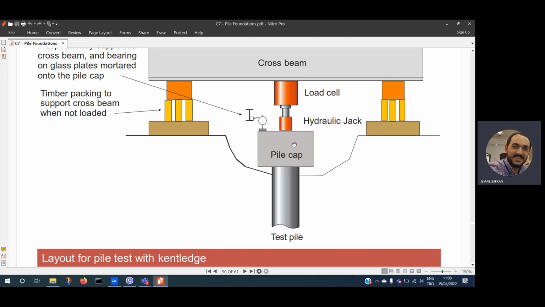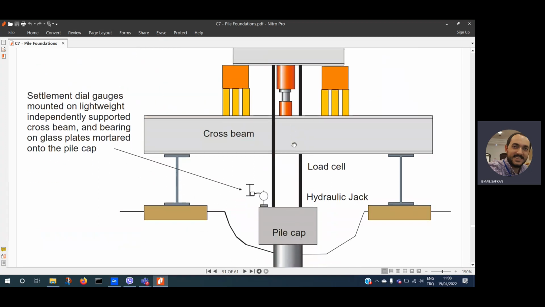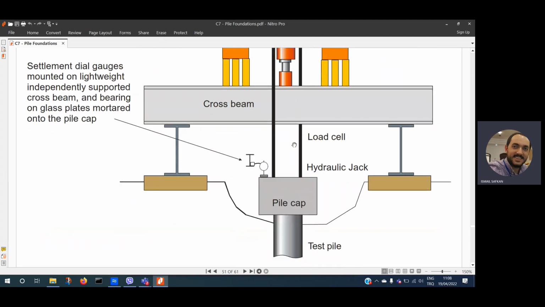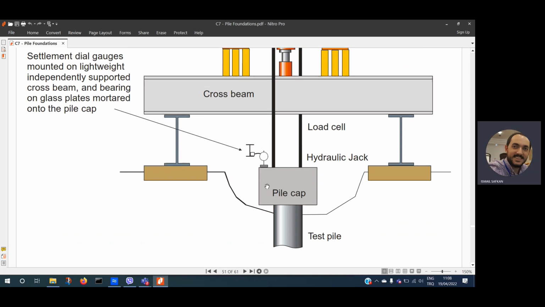However, if you're only interested in the shaft resistance of the pile, you might use a tensile system where you pull the pile upwards. While you pull it up, you no longer have the base reaction, but what you have is the shaft resistance.